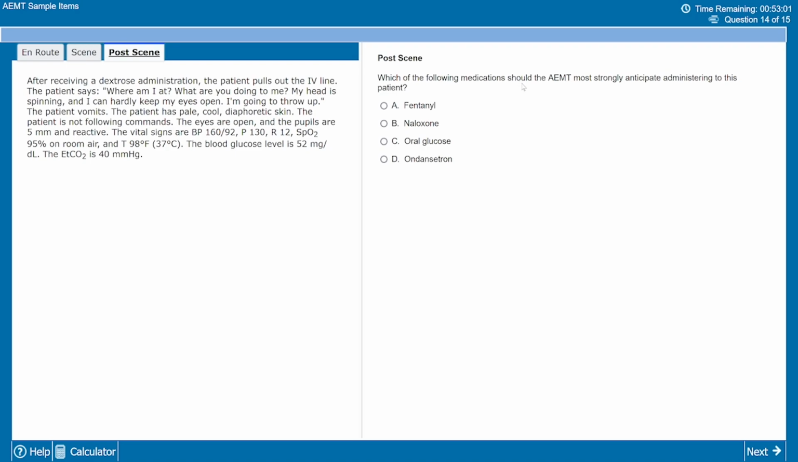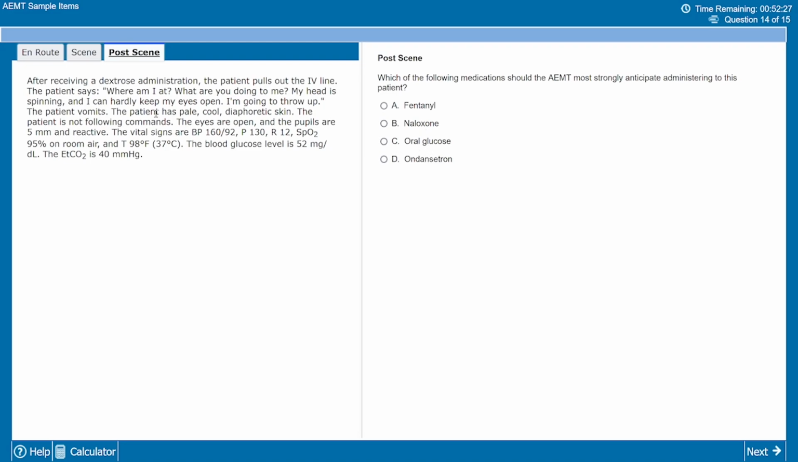So, which of the following medications should the AEMT most strongly anticipate administering to this patient? This is an extremely good question. Would you consider fentanyl, which is a pain medication? No, this is more for a paramedic, and you would never administer this medication, especially to somebody who can't follow commands. This does not make sense. Narcan, well, if you look, their pupils are 5 millimeters and they're reactive, so knowing the pupil sizes is very important. So no, I would not consider Narcan.